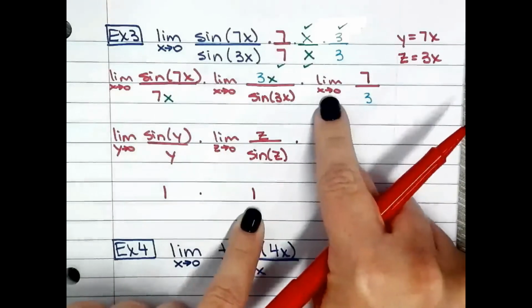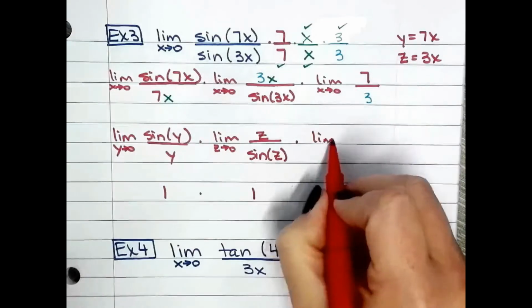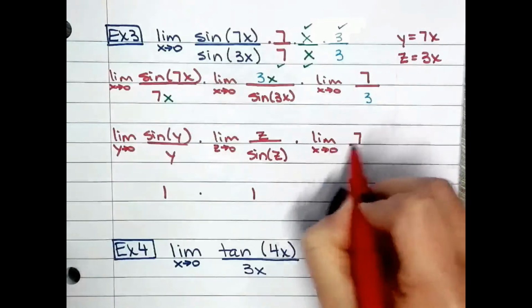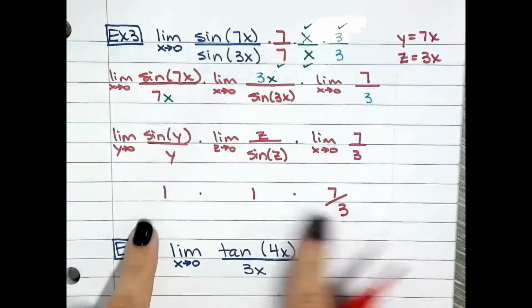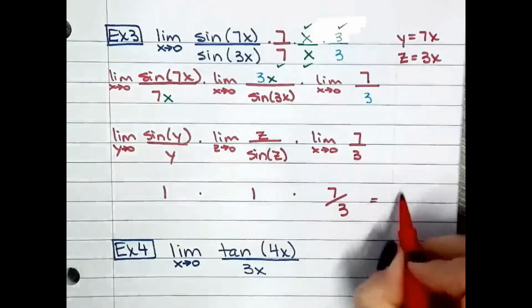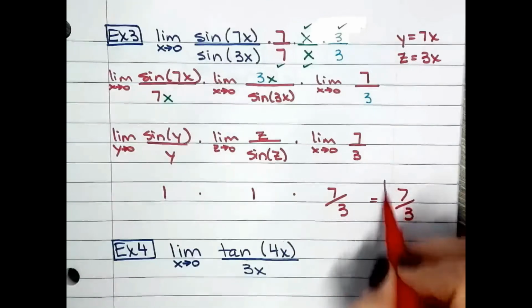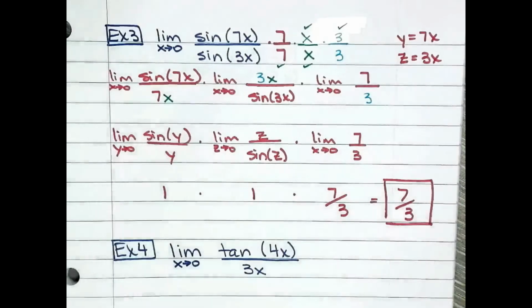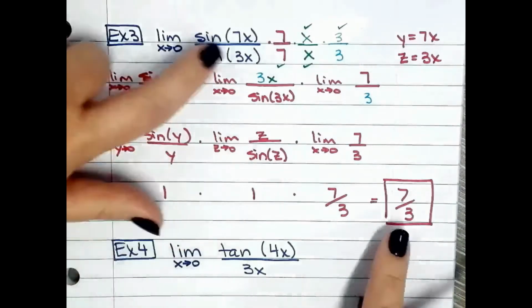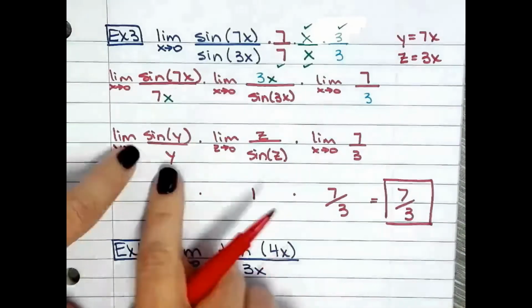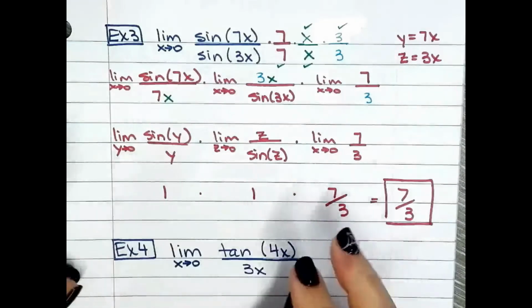And here I'm trying to find the limit of a constant. And that is the constant. So 7 over 3. Okay, multiply by 1, voila, 7 over 3. Okay, as you keep on working on it, you will be able to find shortcuts, but this is what you need to do to prove or to show your work.